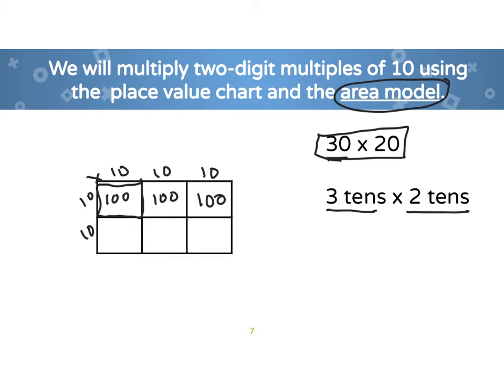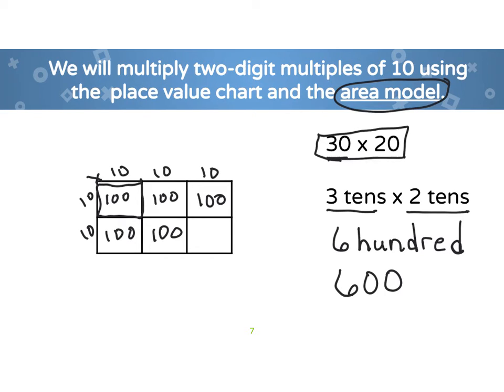So we can say 3 tens times 2 tens equals 6. We can write it in unit form, is equal to 6 hundreds. So that would be the unit form, the way to write it. Or we can write it in standard form, 600. Okay? So this would be 10 times 10, that would equal 100. So we have 6 units that each equal 100.